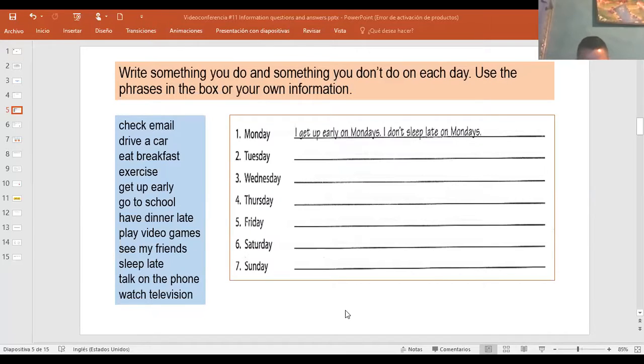I do not have dinner late Thursday. Okay, I don't have dinner late on Thursdays, okay? Or Wednesdays. Yes. Okay. What's the other one? Repeat. What's the other example? Give me another example.